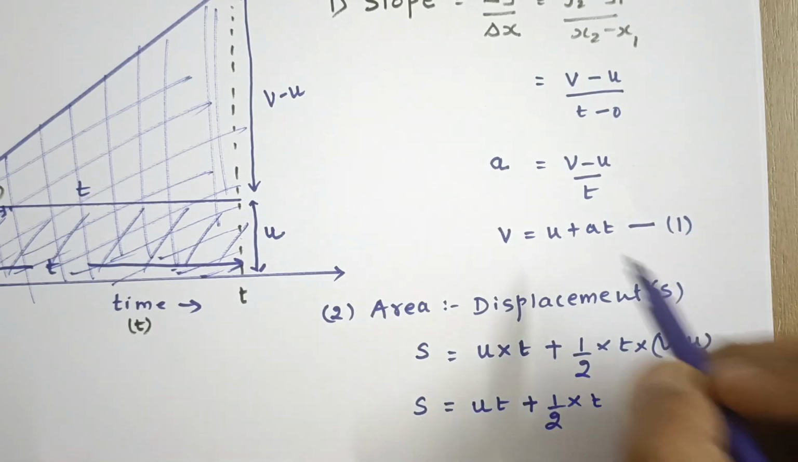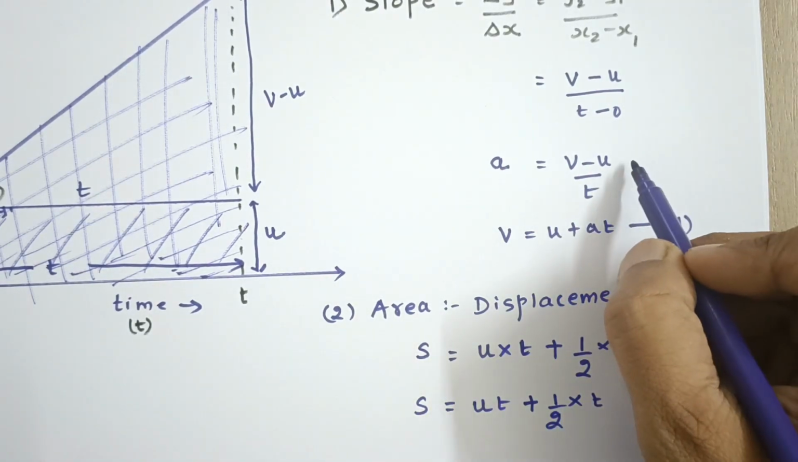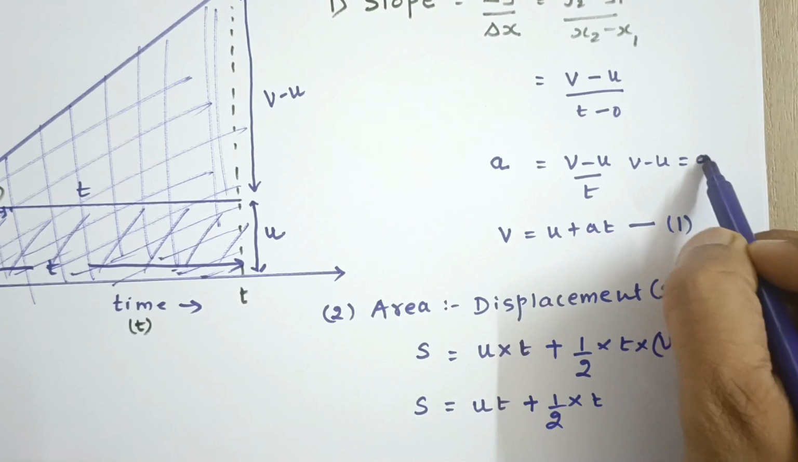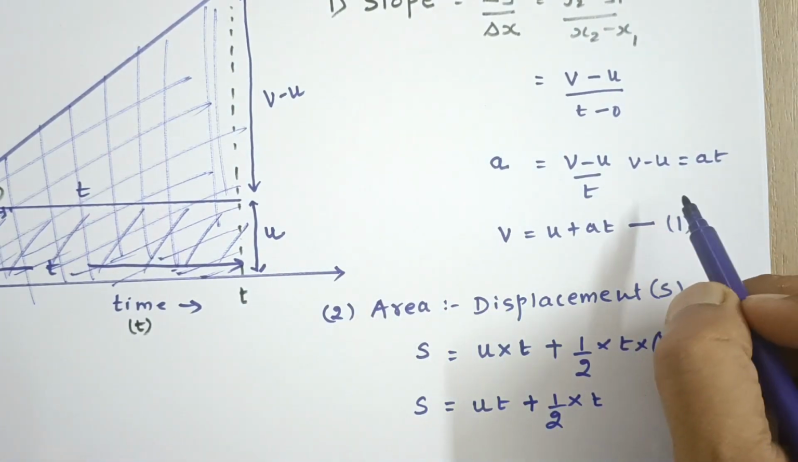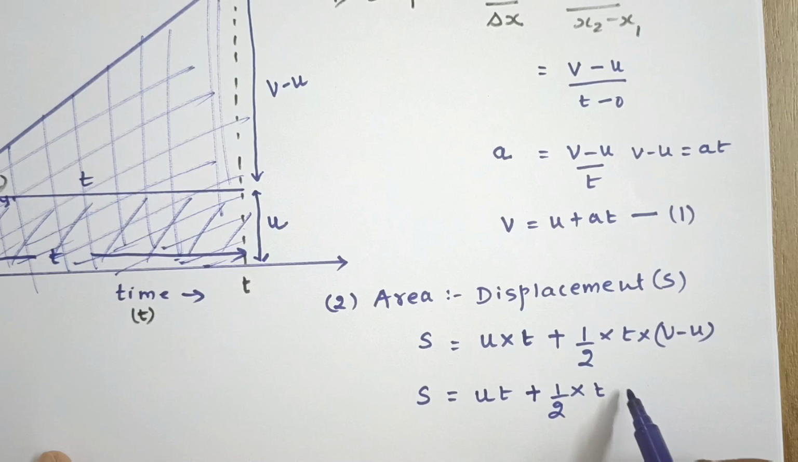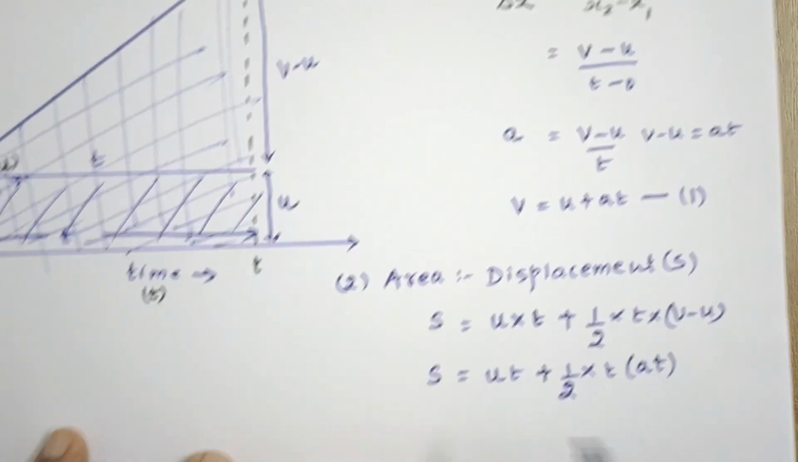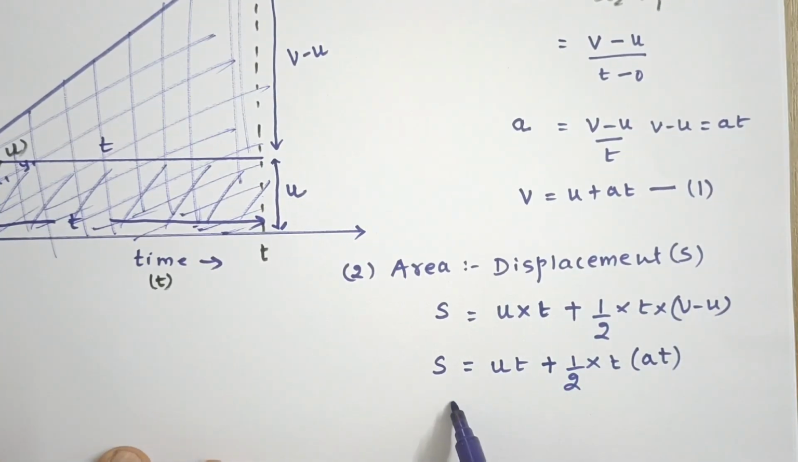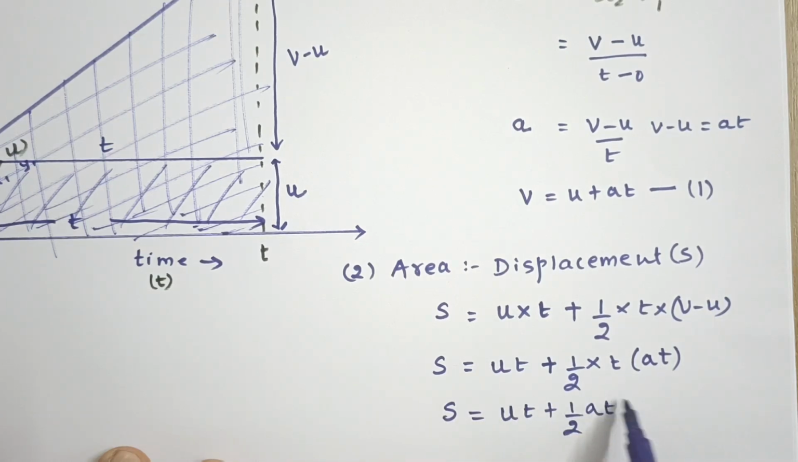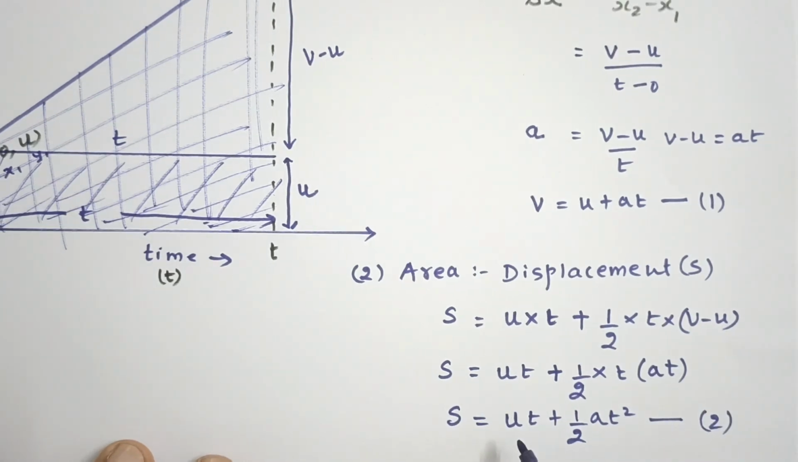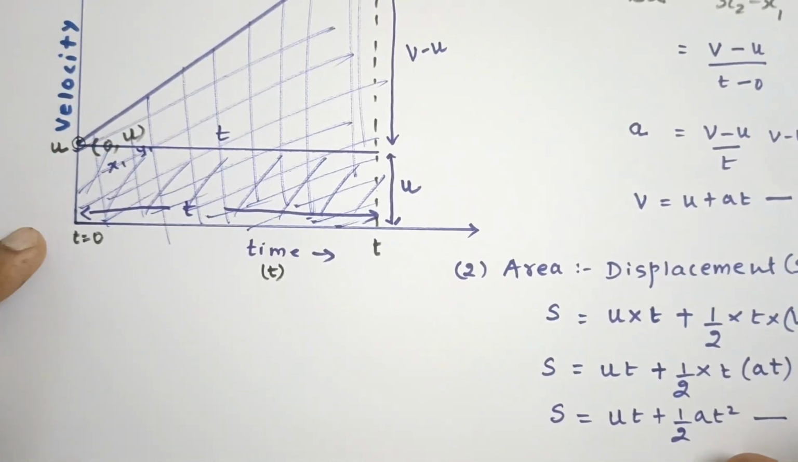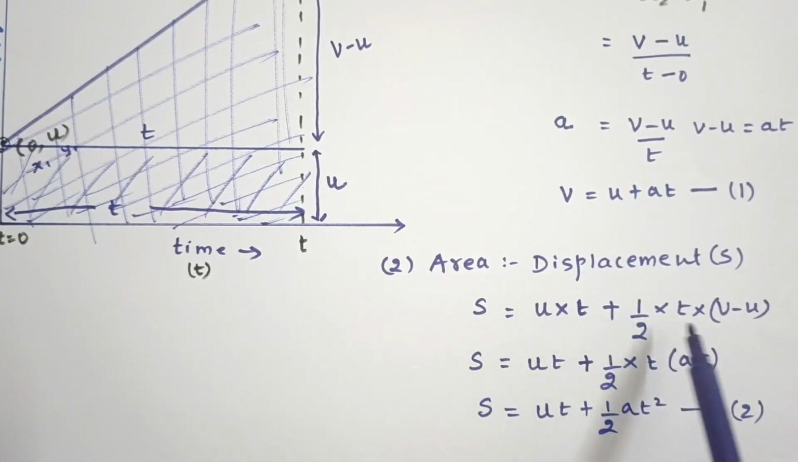I will substitute v minus u as v minus u is equal to at, because if you cross multiply you will get the value of v minus u as at. So I'm going to substitute here as at. So finally I'm going to get the equation as s is equal to ut plus half at square, my second equation of motion. S is the displacement, u initial velocity, t is the time taken, a acceleration, again t is the time taken.